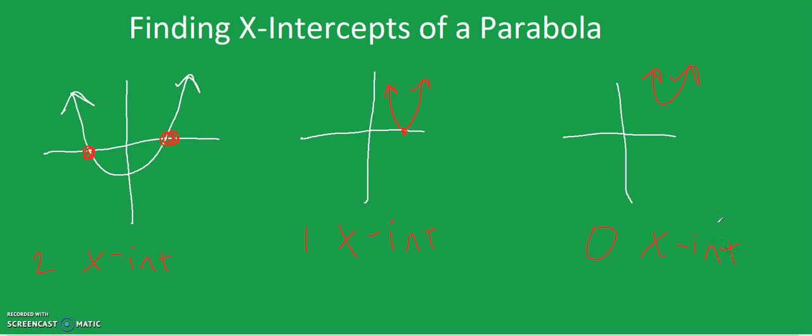For this video, I'm really only going to deal with these first two cases because it doesn't really make sense to find the x-intercept if these are called imaginary roots. We're not really going to worry about that case too much in this video. So we're going to focus on these first two cases right here, 2 x-intercepts and 1 x-intercept.